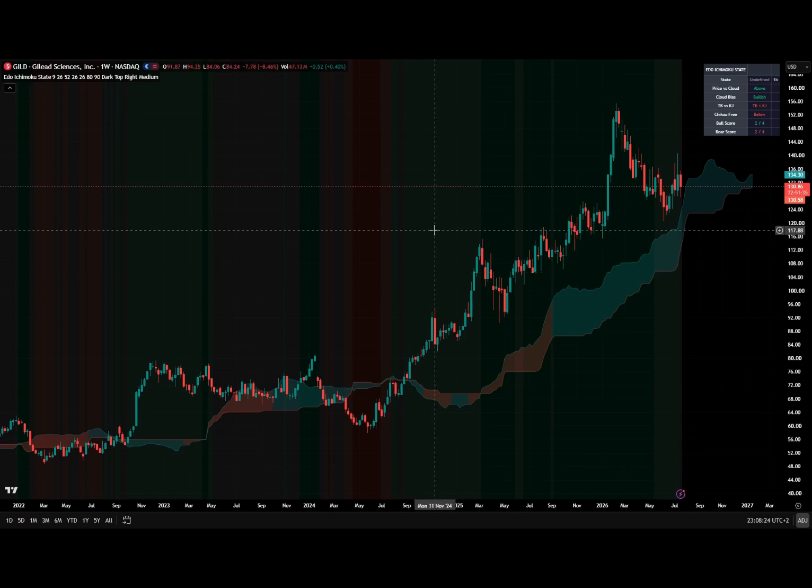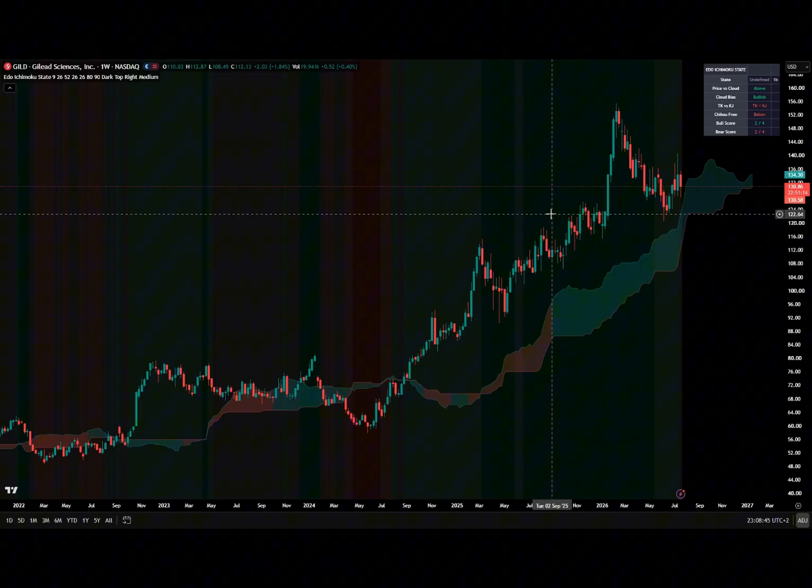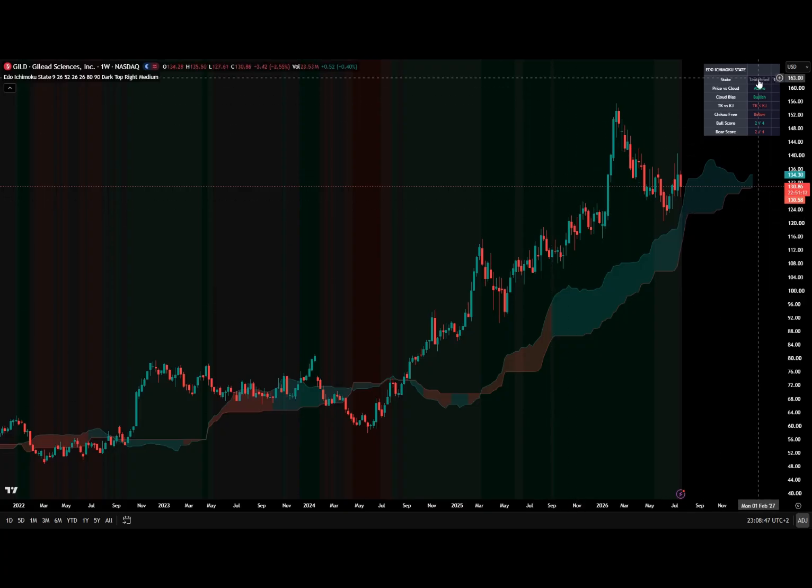Behind the candles, the background is tinted with the current state, so you can read it without the panel. There are 5 tints: strong green, soft green, gray, soft red and strong red. On Gilead weekly you can follow the whole history in the background alone, red in the 2022 decline, and green through the trend. Gray is the honest one. It means the signals disagree and there is no clean state. The color is a summary, and the panel is the detail behind it.